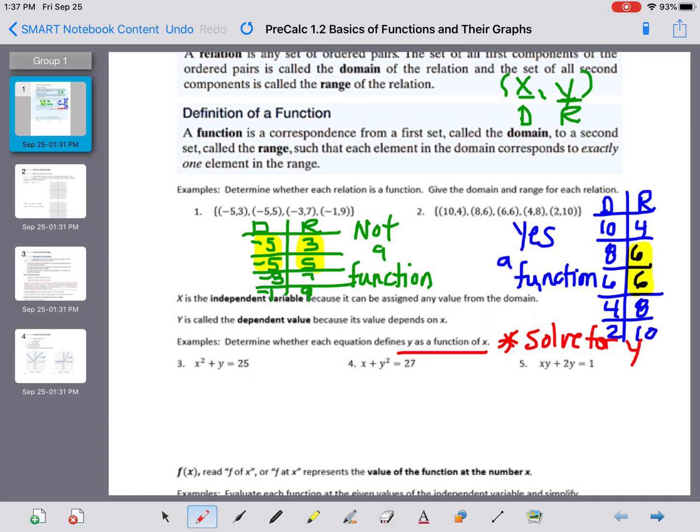So for number 3, that's a pretty simple thing. We subtract the x squared, we get y equals negative x squared plus 25. So you basically just ask yourself, once you get this equation, if I plug in an x value, will I get more than one y value? Well, if I plug in like 7, I'm going to get negative 49 plus 25, I get one value. There's no way I can get two values. No matter which value I plug in, I'm always going to get one y value to go with it. So this one is yes, it's a function.